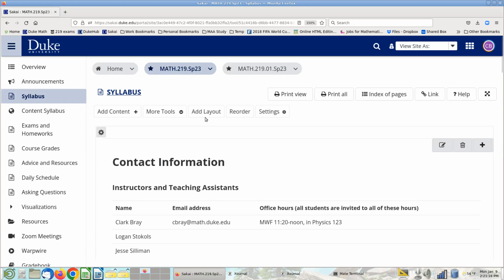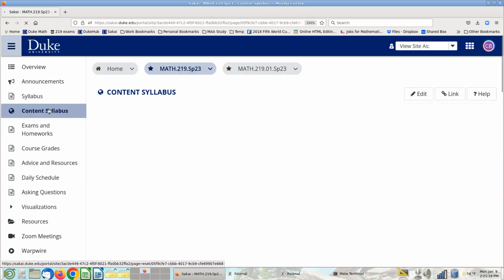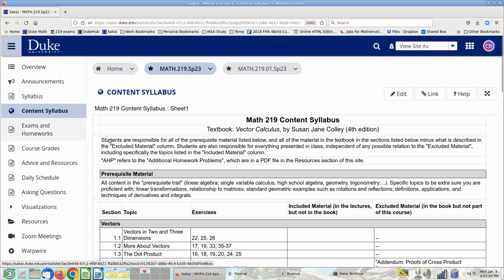And as previously suggested, let's now go over to the content syllabus. So this page on the Sakai site, roughly speaking, tells you what is in this course. So notice that there's some prerequisite material that's listed. I note the prerequisite trail. So the prerequisite for this course is linear algebra. The prerequisite for linear algebra is single variable calculus. The prerequisite for single variable calculus is high school algebra, geometry, and trigonometry, etc.